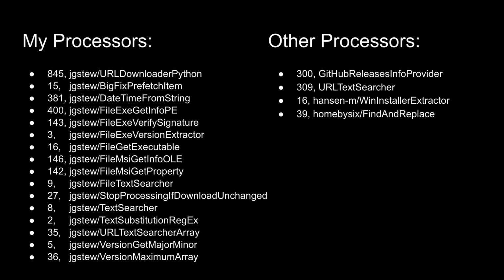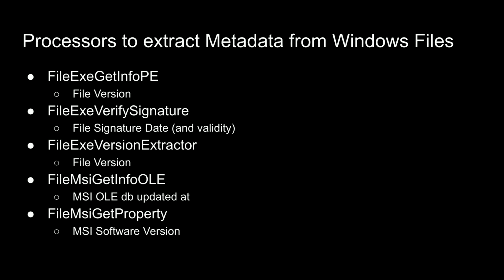And you'll see there's a whole lot of this file exe get info PE processor, and I'll get into why that is the case in a minute. So these are a bunch of different processors that we've created and how often we're using them in our various download recipes. So these are the main processors that we created for getting metadata from Windows files. There are some additional ones.